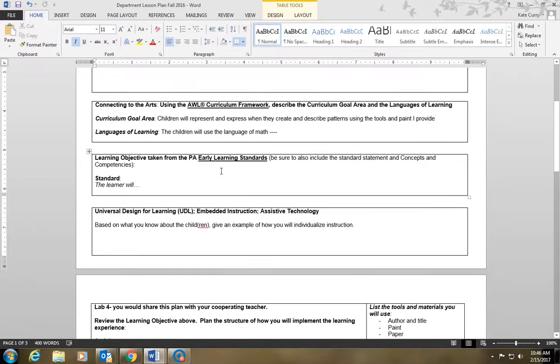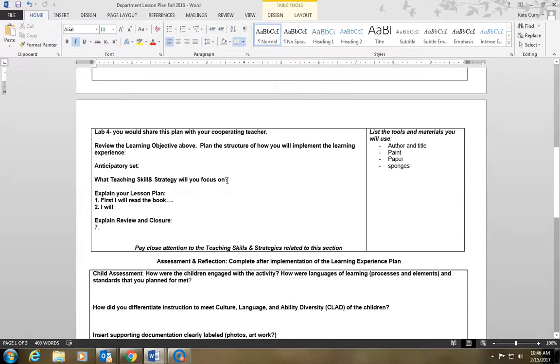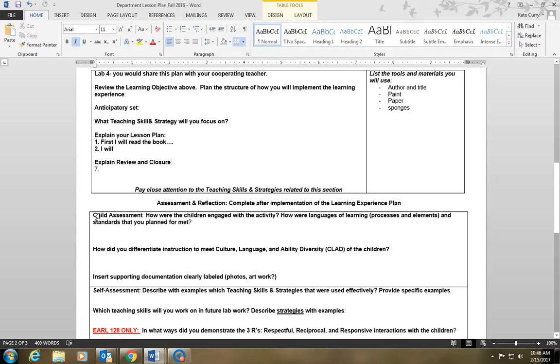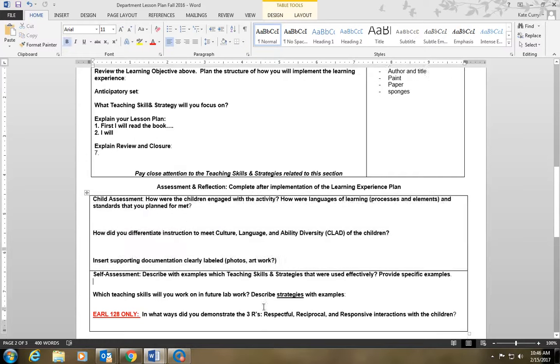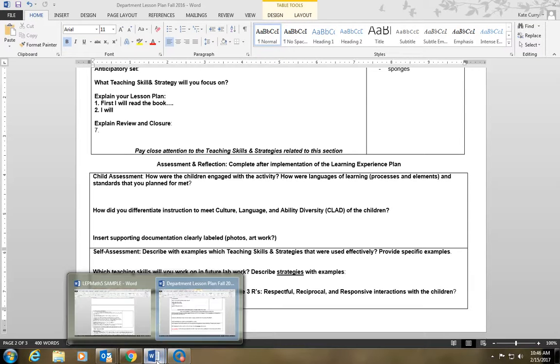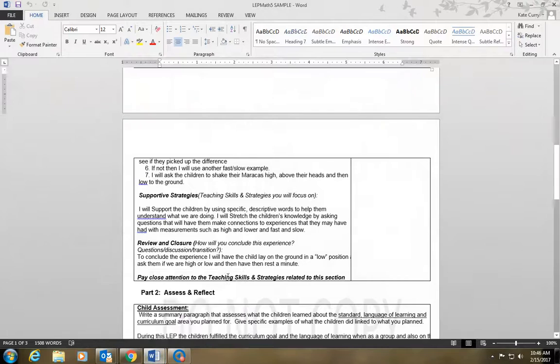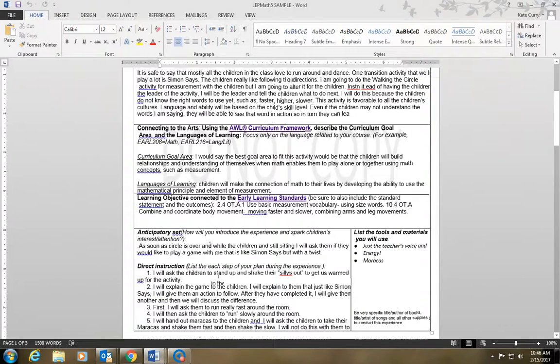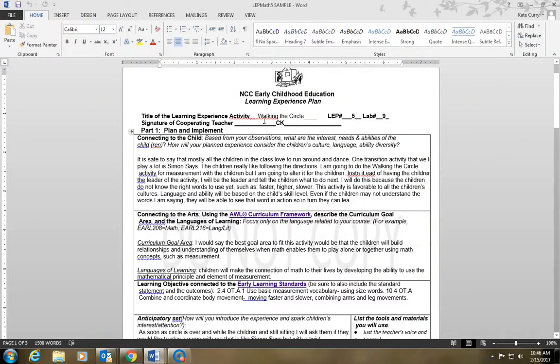So that's the basic idea of your lesson plan. This last piece down here is the child assessment piece and the assessment of your learning and use of teaching skills and strategies. But before I explain that, let's look at a completed lesson plan. Okay, so here's one for math. This one's called Walking the Circle.